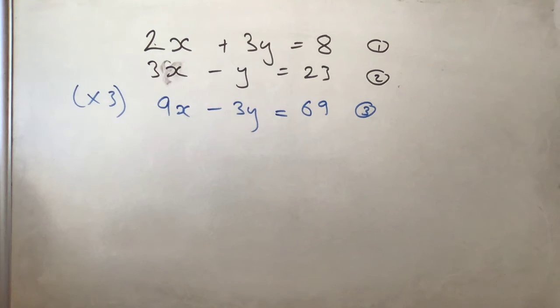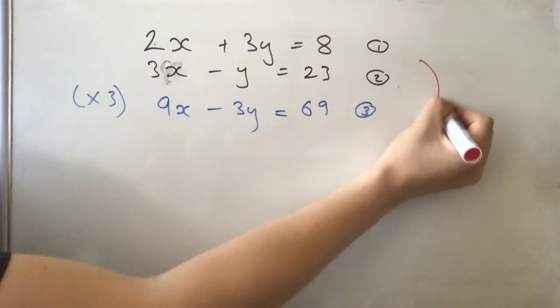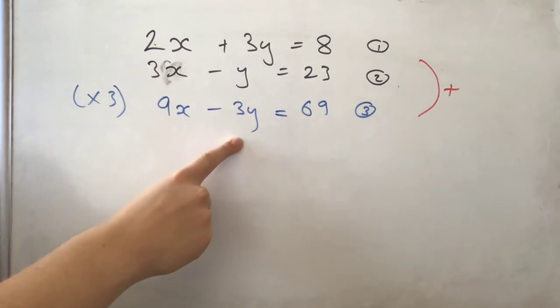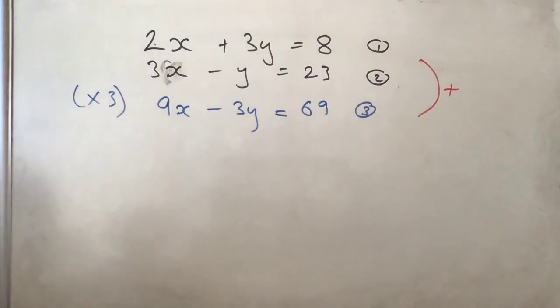Now, as you can see, now we have positive 3y in equation 1, and we have negative 3y in equation 3. So if we add those two equations together, we will eliminate the y terms, okay? Because positive 3y plus negative 3y will give us 0, okay? So the y terms are deleted, okay?